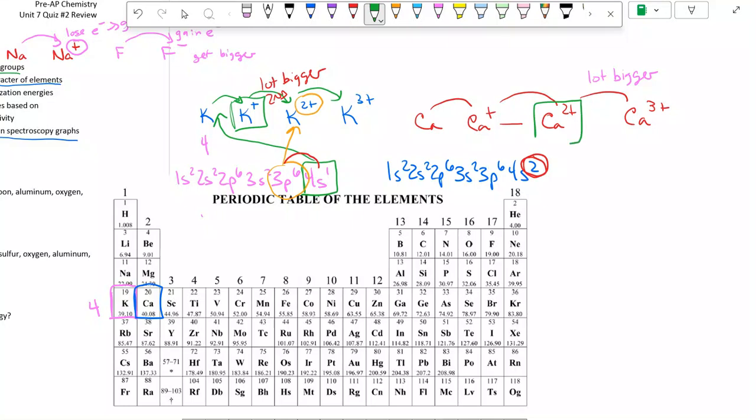Okay, calcium usually becomes this charge because that's okay to take away 2 electrons, but not okay to take away 3.